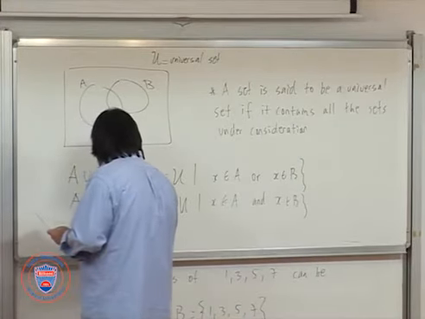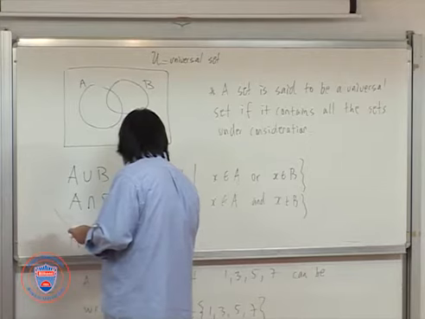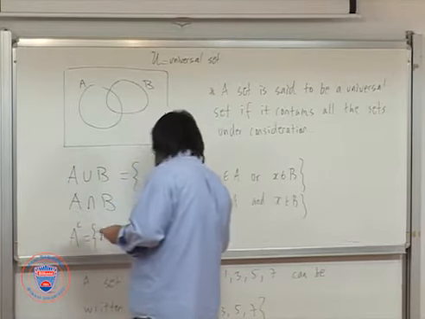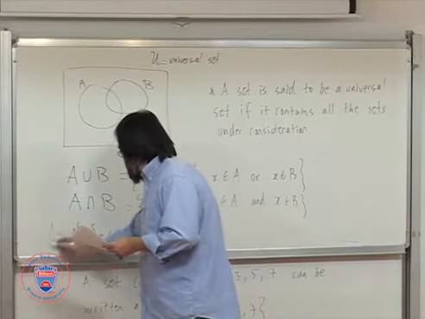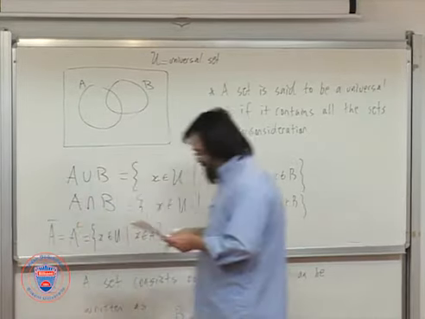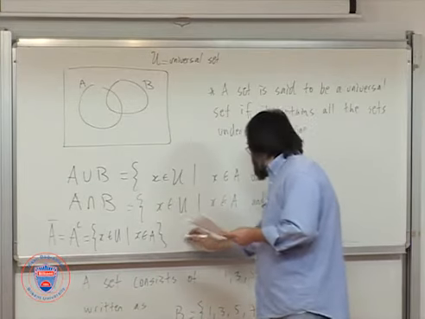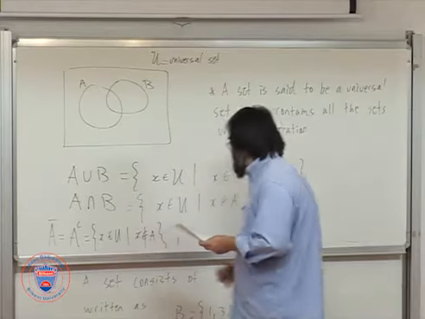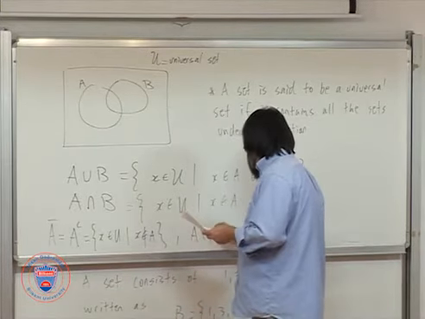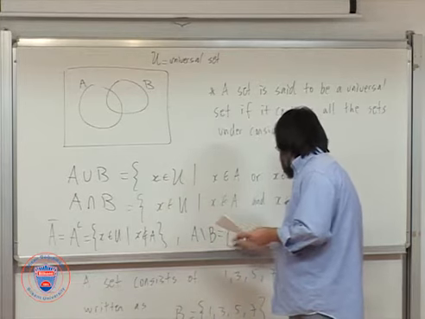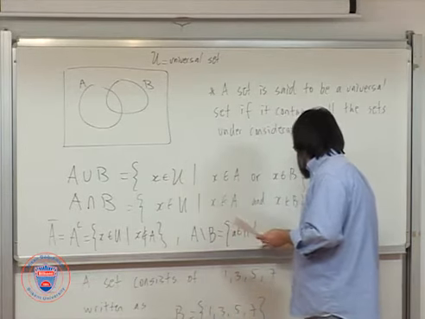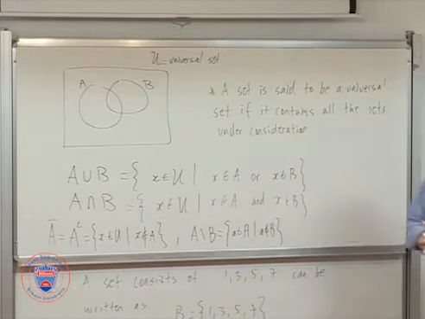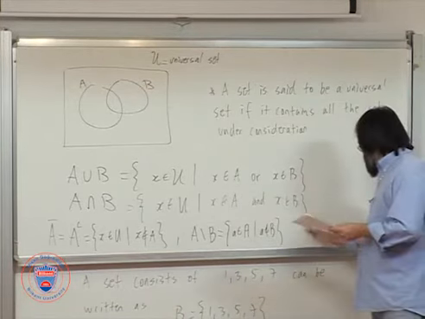Sometimes you use A complement. This is the things that are not in A. Sometimes people use a bar as well. You can also talk about the difference of two sets. This notation is not standard, but you can write it as the set of x in A where x is not in B. Like this.